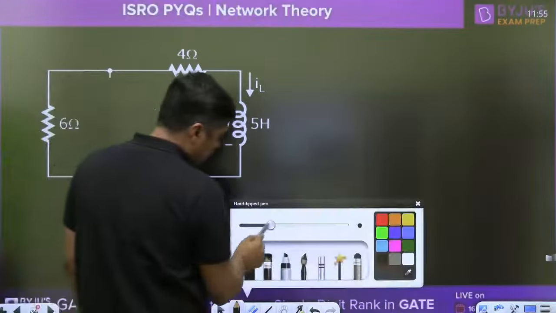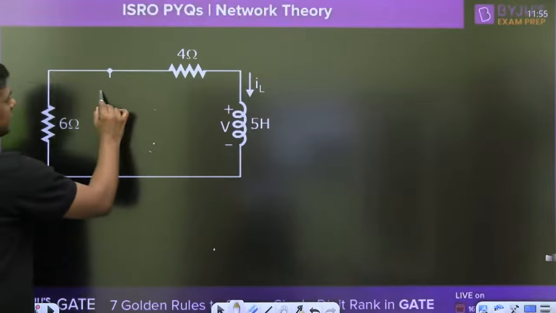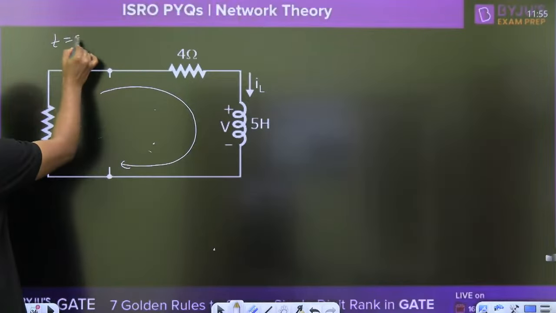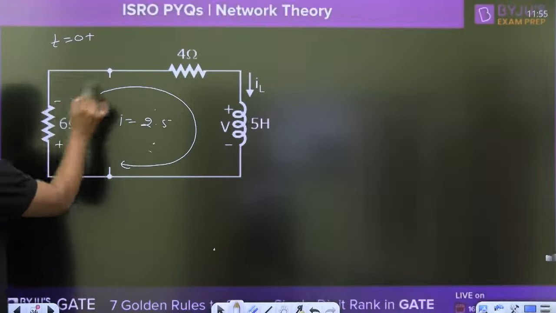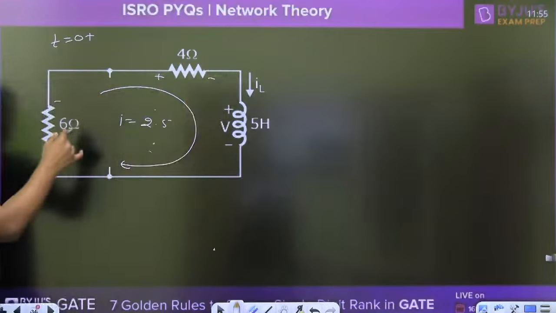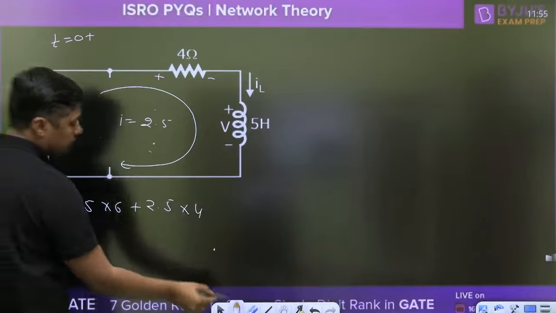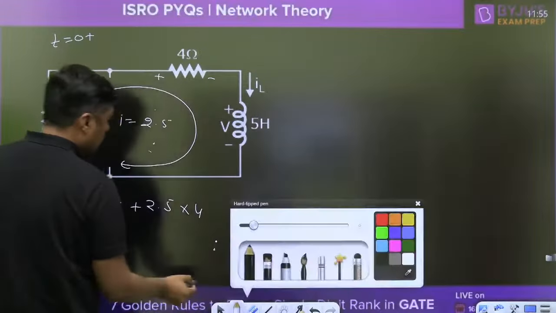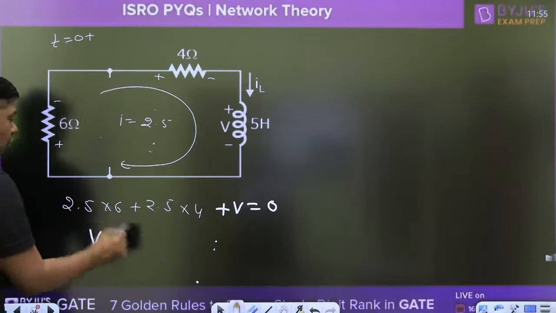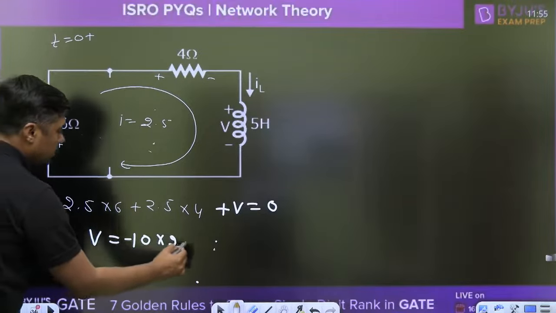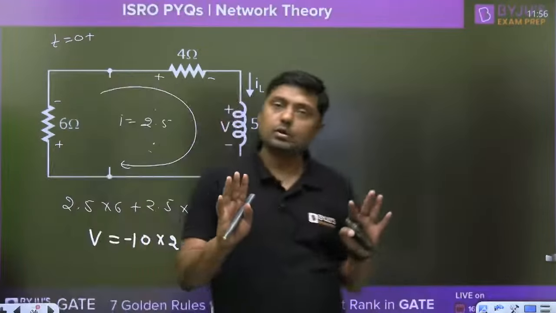Now, write down, this is the current. This current is fixed exactly at t equal to 0 plus. What is the current? 2.5. This will enter here. Write down the KVL. So it will become 2.5 into 6 plus 2.5 into 4 plus V is equal to 0. So what is the initial value? 6 plus 4, 10 into 2.5. So what is the initial value? 25 volt. Once you get the value of the 25 volt, you have got the initial value.